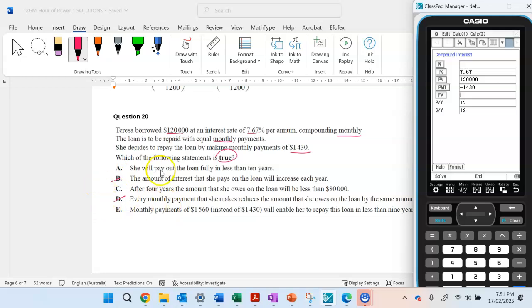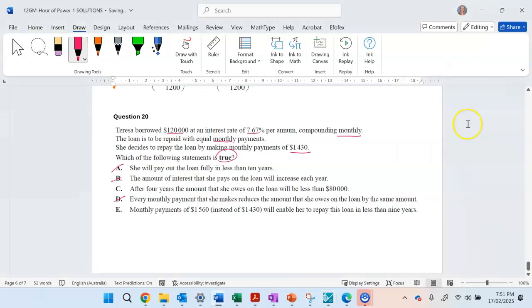So looking at the first one, she will pay out the loan fully in less than 10 years. So if it's being repaid fully, future value has to be 0. So N, okay, it's 120 months, and she's got a little bit over that. So it's not going to be fully repaid in less than 10 years unless her final payment is greater, and it doesn't refer to that, so it can't be A.